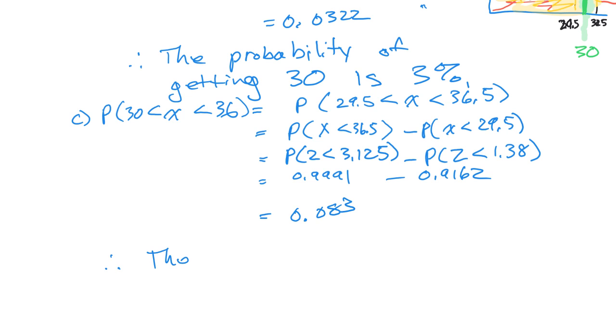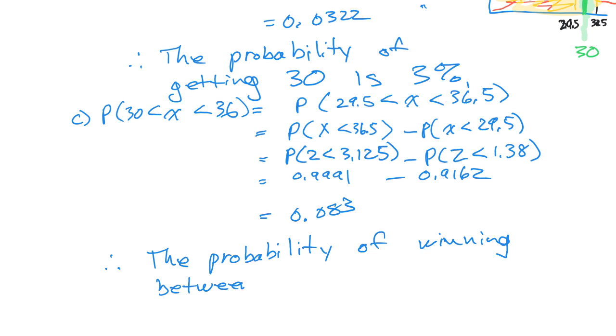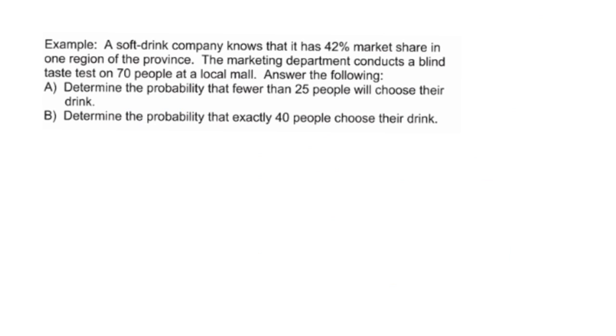Therefore, the probability of winning between 30 and 36 times is 8.3%. So here's our last problem.